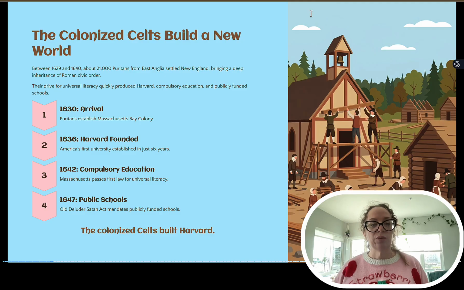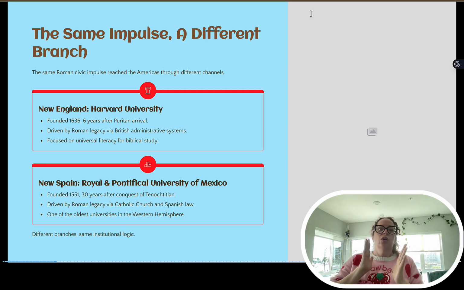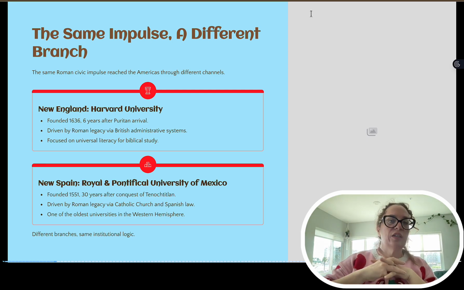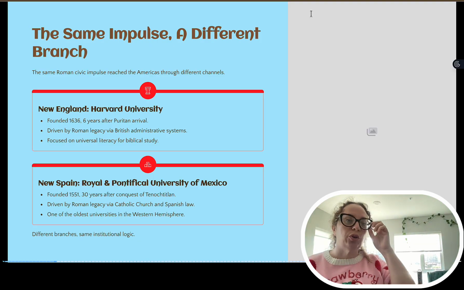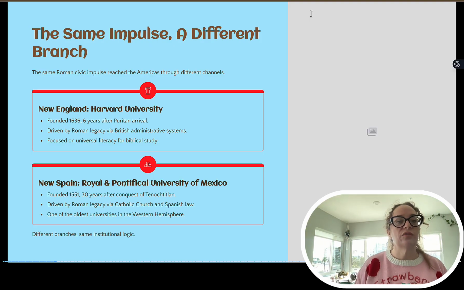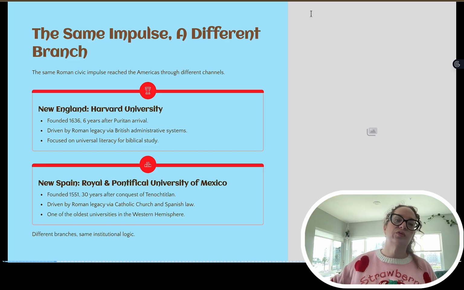That's something I want you to think about, okay? The colonized Celts, the people who experienced all this hardship, colonization, and so on, because of Roman culture, they built Harvard. That's pretty phenomenal. So we also see this, for instance, in Mexico. You've got the Royal and Pontifical University of Mexico, founded in 1551, around the same time period, by the royal decree of Charles I of Spain.